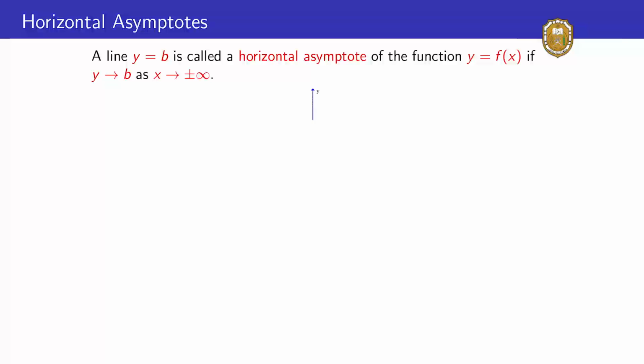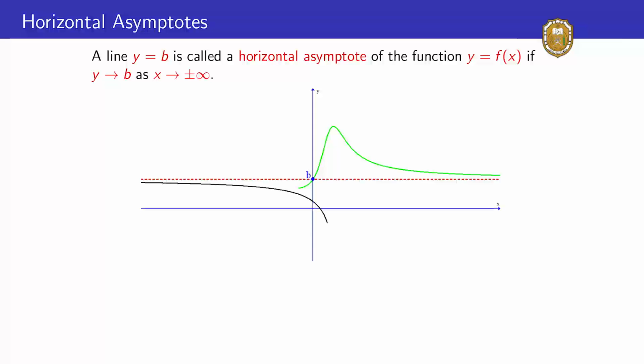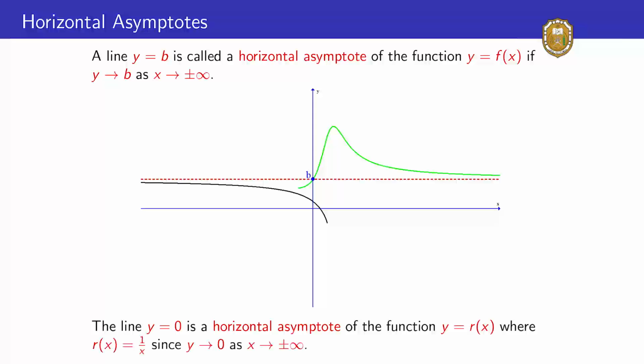If we look at the diagram and consider the green curve, then as x goes to plus infinity, y will go to b. And if we consider the black curve, as x goes to minus infinity, y will go to b. So the line y = b is a horizontal asymptote of the function y = f(x) whose graph is indicated here in green. It is also a horizontal asymptote of the function whose graph is indicated here in black.